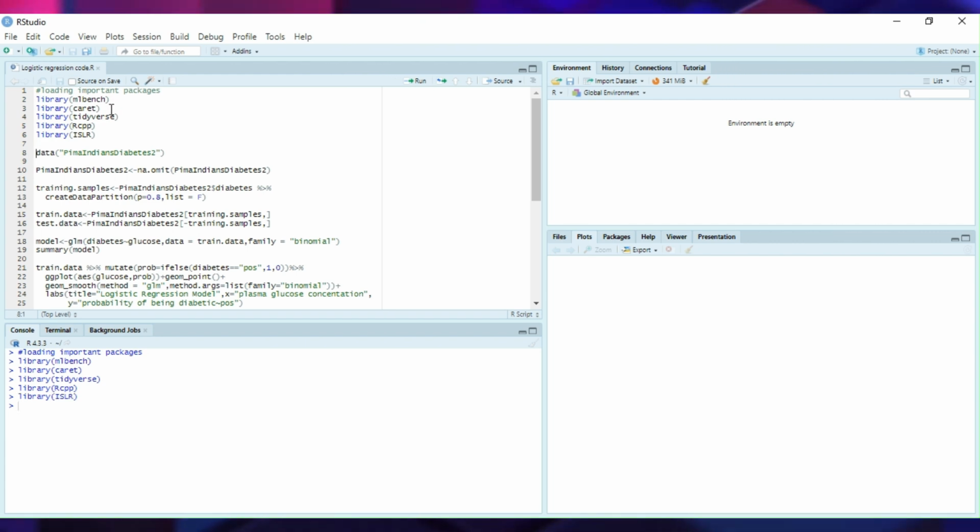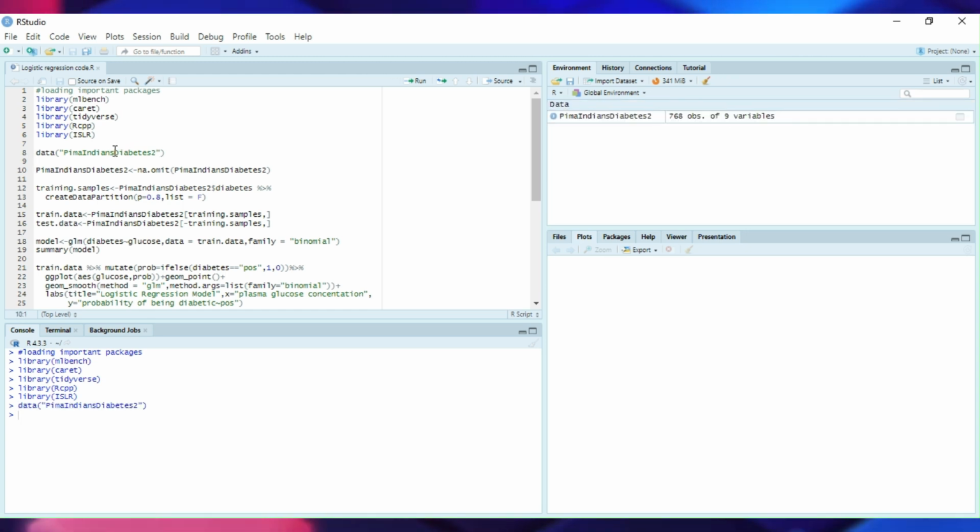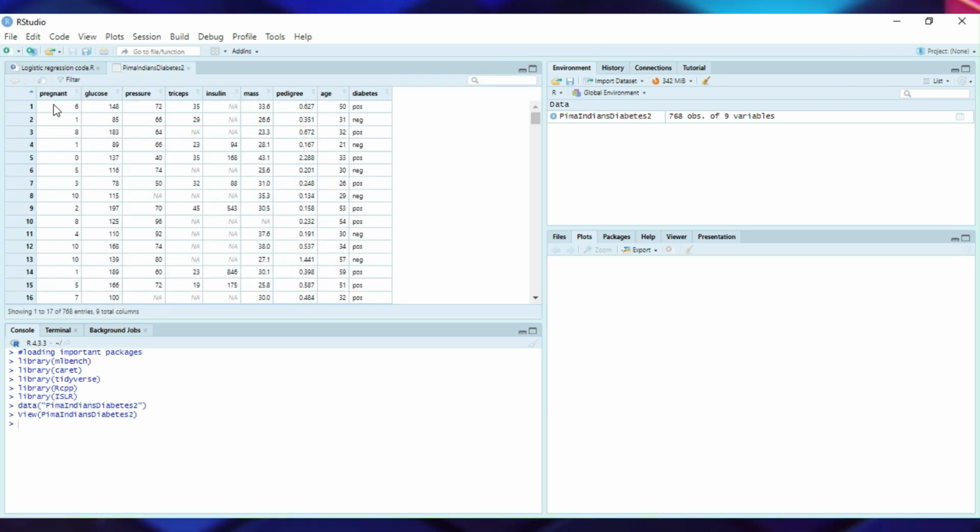Now, I load my dataset. The dataset which I'm using here is the Pima Indians Diabetes 2 dataset that is contained in the mlbench package. So I load my dataset, and we can check the dataset. You can see from the dataset we have pregnant, glucose, all the way to diabetes. So my interest is using glucose and diabetes.